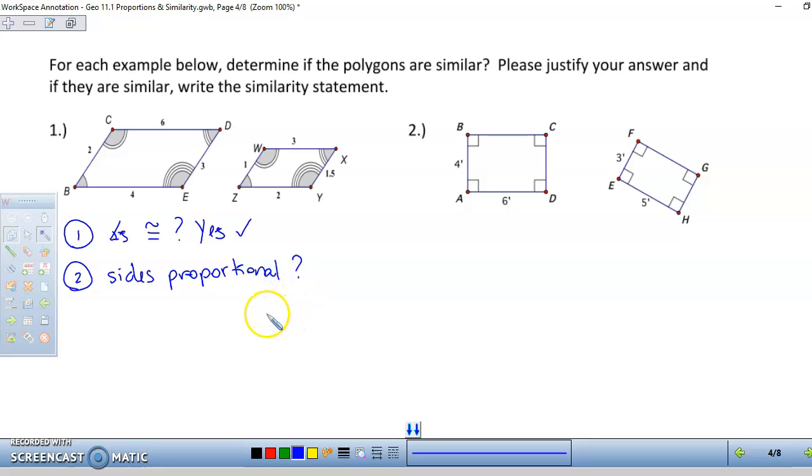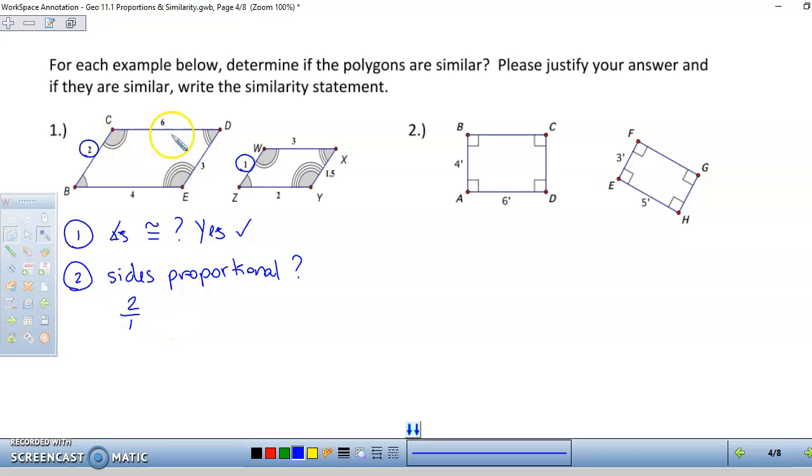Okay, so the second part is a little more work. Without a similarity statement, we are not sure which sides are corresponding. So you can look at the angles marked to tell. So here's the one curve and the two curve. So this 2 would have to correspond with the one curve and the two curve here, right? So that's going to be a 2-to-1 ratio.